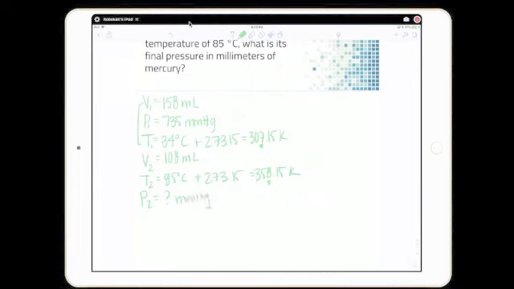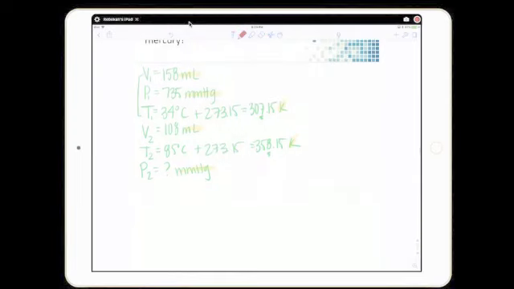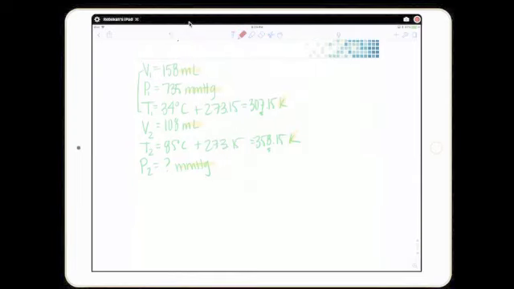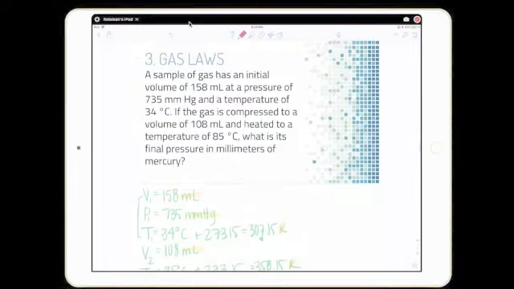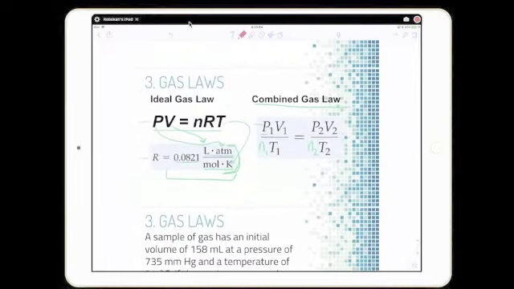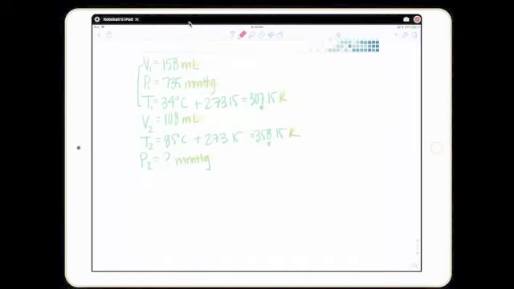Now, I don't have to change my volume as long as both of them are the same. And I don't need to change my pressure because they're asking me for millimeters of mercury. The only thing I do have to change is I have to make sure everything is in Kelvin, because that comes from the kinetic molecular theory. Alright, so let's think about what equation we're going to use. Well, if I've got multiple P's and T's, I'm going to use the one that has multiple P's and T's. The combined gas law has multiple P's and T's. I'm going to use that one.